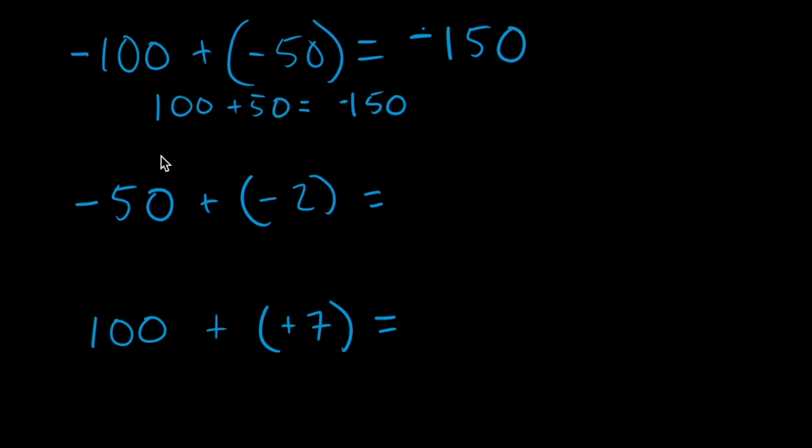Next problem, negative 50 plus negative 2. Both numbers have the same sign, so we add and keep the same sign. So 50 plus 2, that gives you 52. You want to keep the same sign, which is negative 52. So your answer is negative 52.